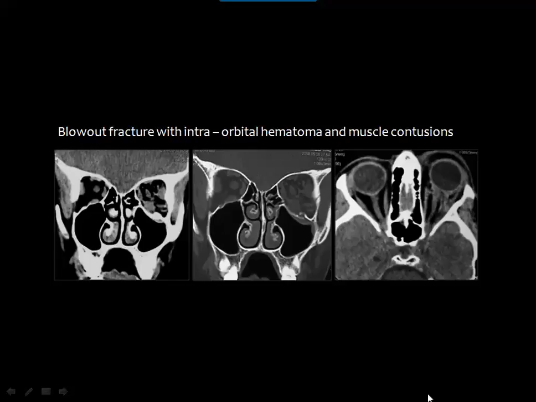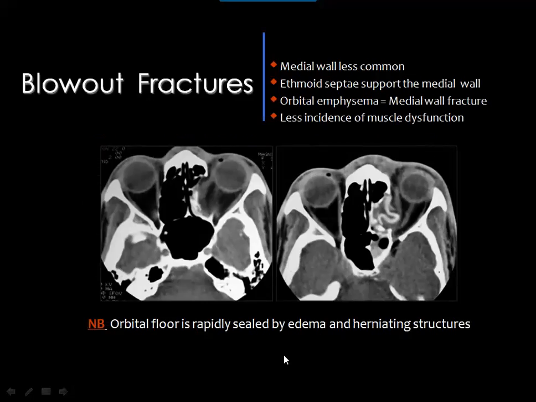Then sometimes you get rupture of the orbital floor, and the inferior rectus muscle is well above the fracture site, but it is diffusely swollen, and this is due to contusion or hemorrhage. Then if you look carefully, you will see that the lateral rectus and the inferior rectus are swollen, and this is because of post-traumatic muscle contusion.